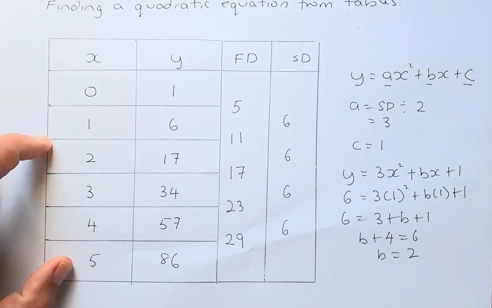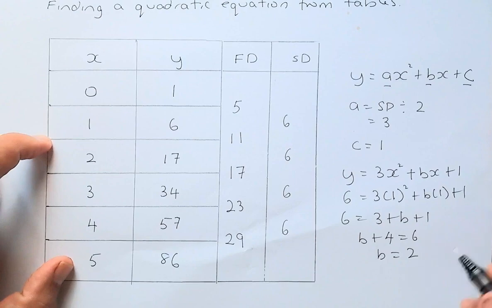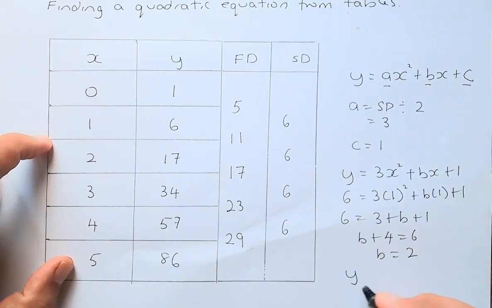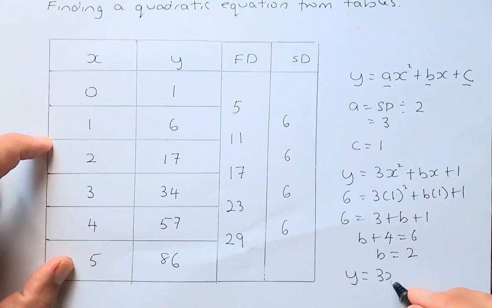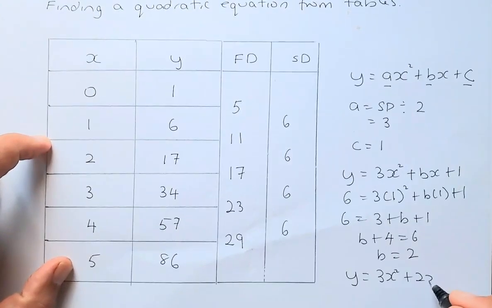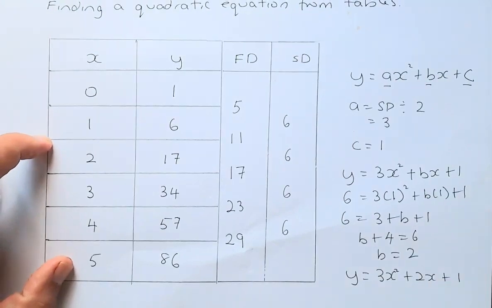Once you have found your b, you put b into the equation, since a and c are also known. So your final equation is y equals 3x squared plus 2x plus 1, because a is 3, b is 2 and c is 1. So that is the equation.